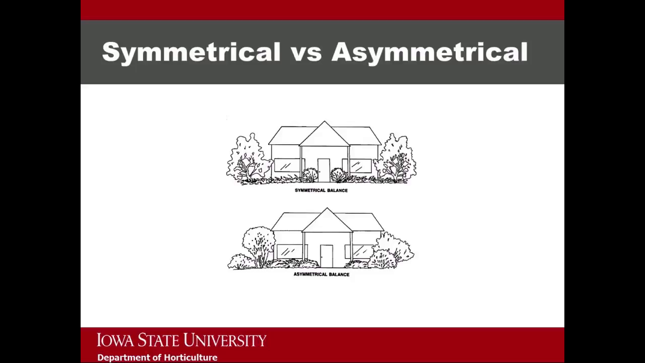These line drawings illustrate a front entry planting with a symmetrical layout, the top image, and an asymmetrical layout in the bottom image. Although the plantings are not the same on each side of the front door, there is still a similar visual balance on either side of the central axis, created by that front door.